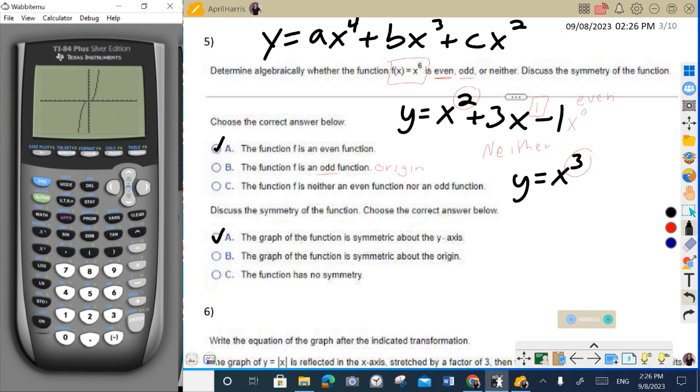Now, the other thing I want to tell you, what if you don't have a polynomial? What if you have something like the square root of x? You can't use just the degrees. You have to graph it. So if you graph the square root of x, if you learned families of functions, you should know it starts at the origin and goes to the right. That is not symmetrical across the y-axis, and if you rotate it 180 degrees, you do not have the same picture, so that is a neither.